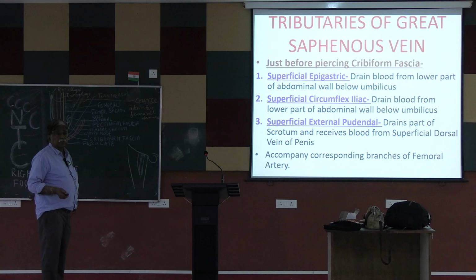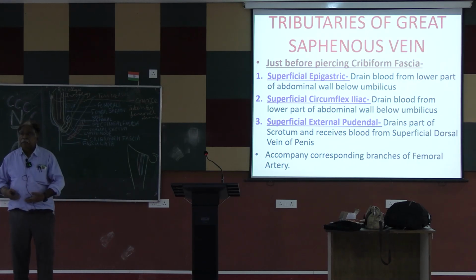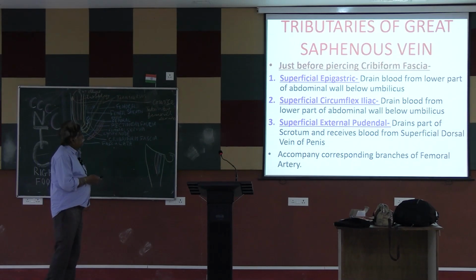When you see the femoral triangle, okay, just before piercing the cribriform fascia, the superficial epigastric vein drains the lower part of the anterior abdominal wall below the umbilicus. Now the superficial circumflex iliac vein drains blood from the lower part of the abdominal wall below the umbilicus. The superficial external pudendal vein drains part of the scrotum and receives blood from the superficial dorsal vein, accompanying corresponding branches of the femoral artery.